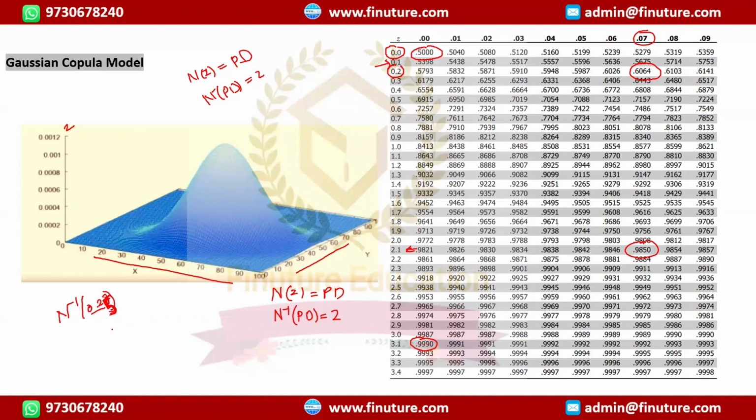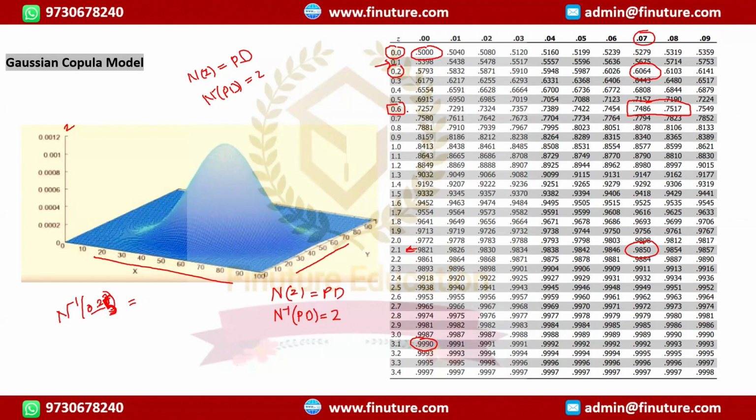So we do 1 minus 0.25, that is 0.75, and then go to 0.75 here, which is somewhere around 0.67 or 0.68. Just say 0.67 or 0.68. Then 1 minus 0.68 is 0.32. That's the value.